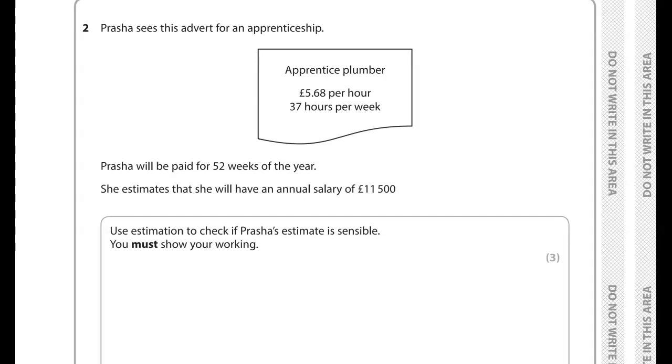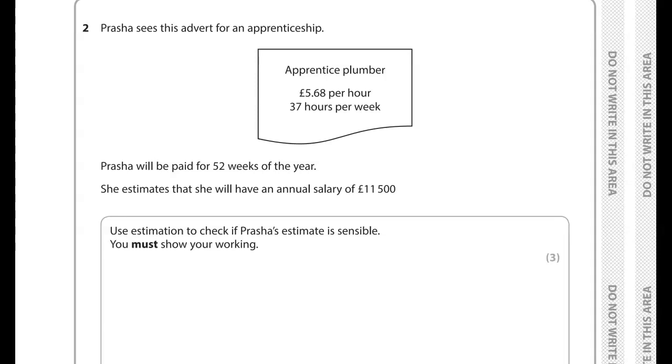Precious sees this advert for an apprenticeship. Apprentice plumber, £5.68 per hour, 37 hours per week. Precious will be paid for 52 weeks of the year. She estimates that she will have an annual salary of £11,500. Use estimation to check if Precious' estimate is sensible. You must show your working.